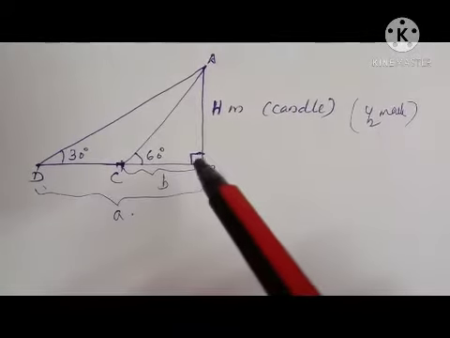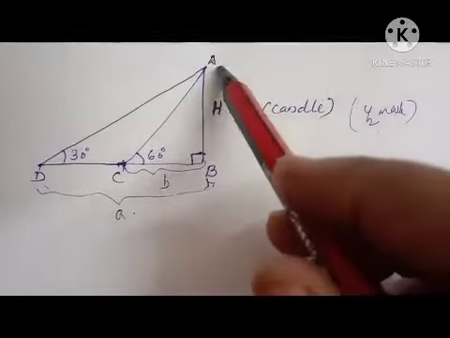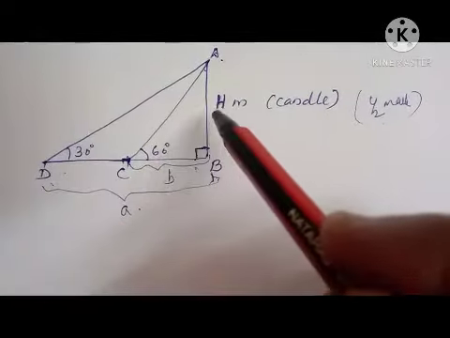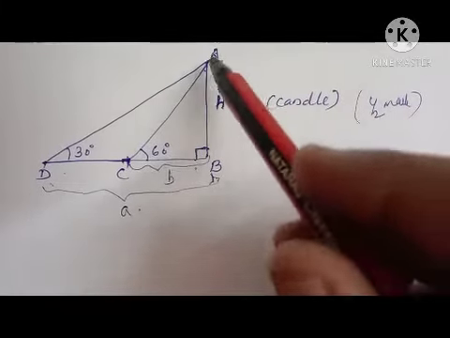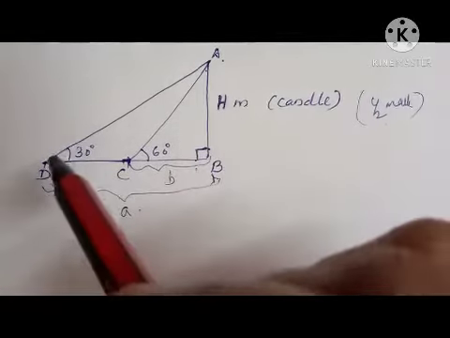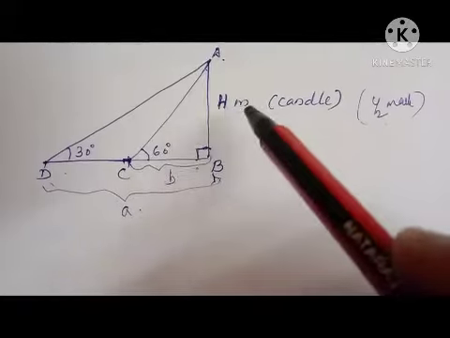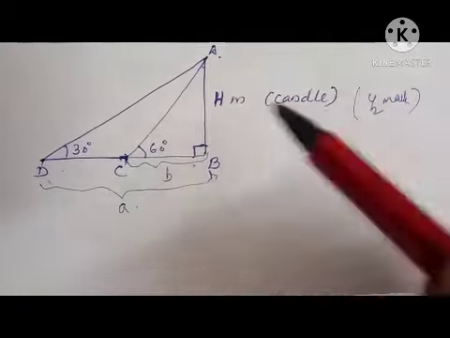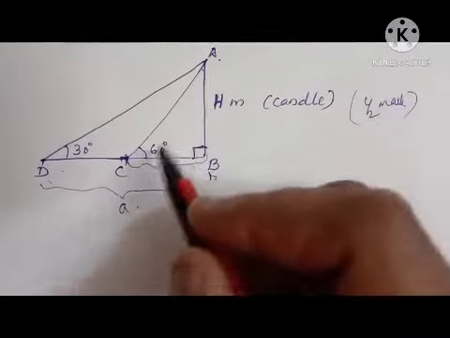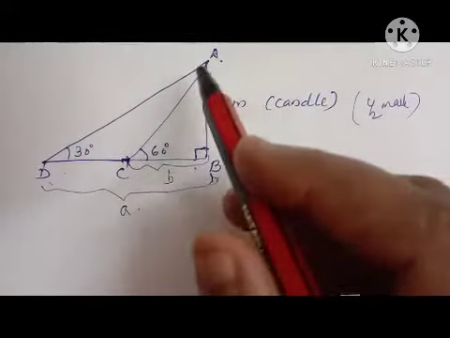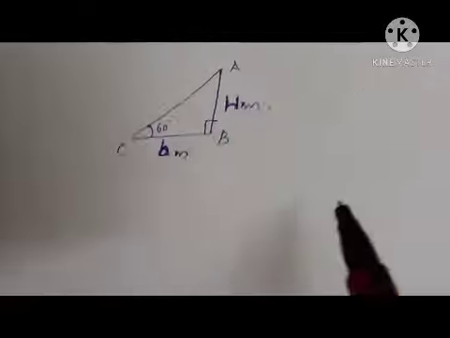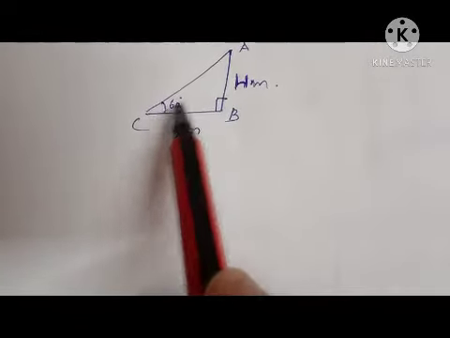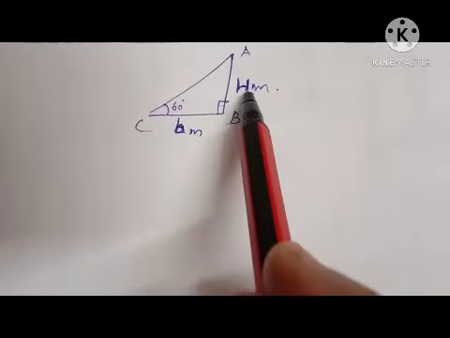Next we have to consider these two right triangles, ABC and ABD. Then we will get the common factor H, because ABC and ABD have common factor H. So we have to find the value of H. For that, first we have to consider this right triangle ABC. Here this is 60 degree. This is b meter. This is H meter.